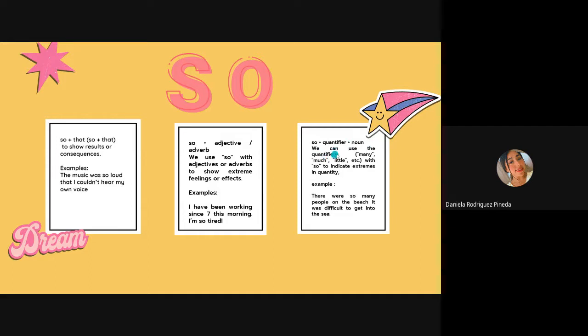So plus quantifier plus noun. We can use these quantifiers, many, much, little, etc., with so to indicate extremes in quantity. But it's necessary to remember the rules of use of quantifiers: uncountable, singular, and plural. For example, there were so many people on the beach that it was difficult to get into the sea.